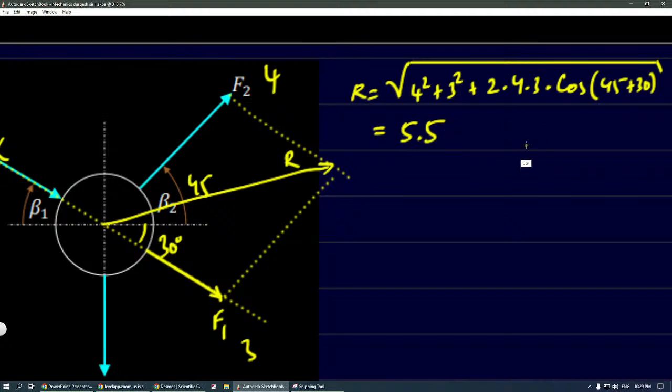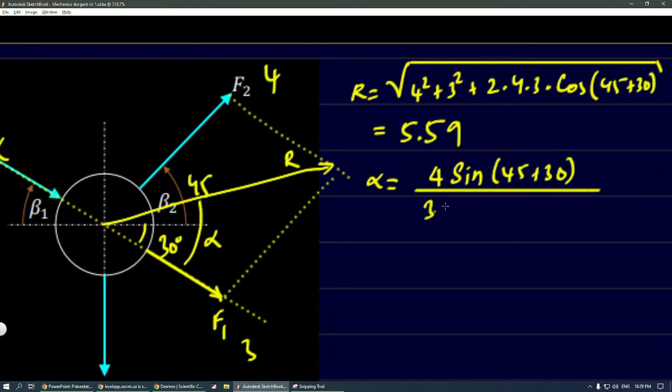Then we also need the direction, right? Yes, sir. For direction we'll have to take it from one of the forces. So let's take it from this force, alpha. So for alpha we have to take 4 into sine of the total angle. The total angle is 45 plus 30, right? Divided by 3 plus 4 cos of the same angle. You know this formula? No, sir, it's new to me.